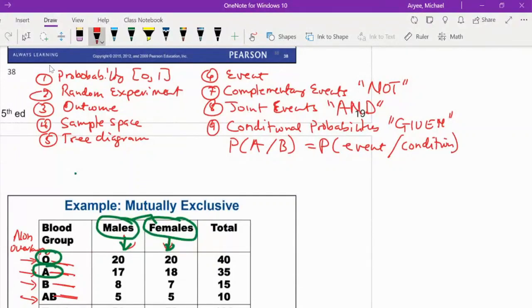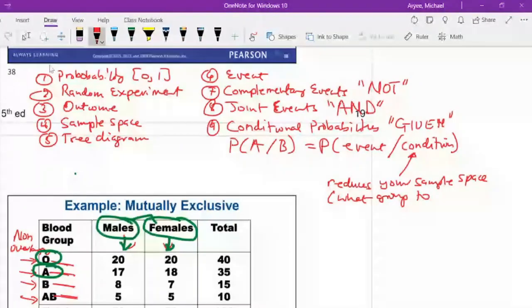So if it is a cross tabulation table, then the condition restricts. So condition reduces your sample space, because the condition tells you what you should focus on, right? So what group to focus on. In a couple of your homework problems, you see we also did some problems that help you to understand this.